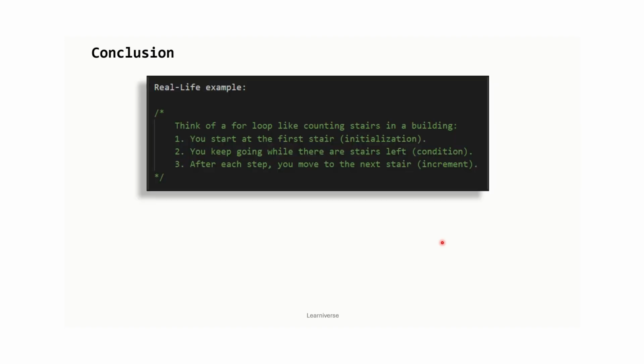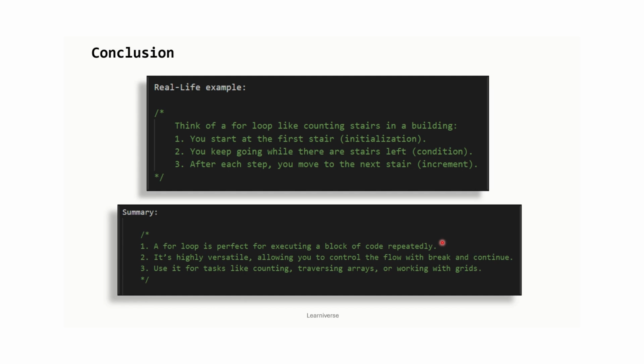And coming to the conclusion part, I would like to touch upon a real life example. Think of a for loop like counting stairs in a building. You start at the first stair, that is nothing but initialization. You keep going while there are stairs left, that is nothing but the condition. After each step, you move to the next stair, that is like an increment. Similarly, while coming down from upper floors, it will be the decrement part.